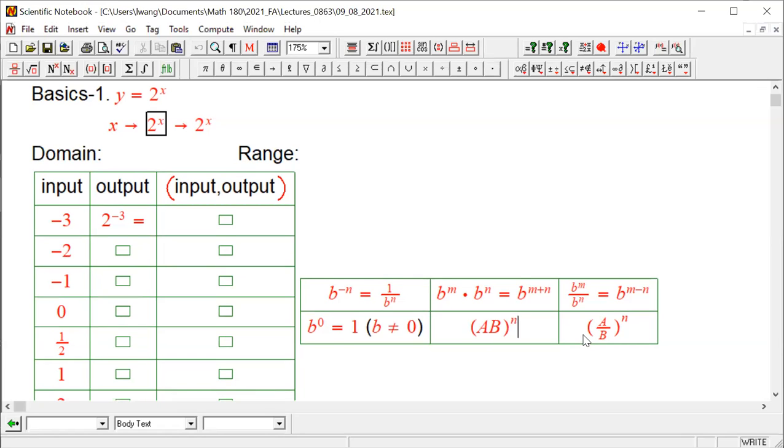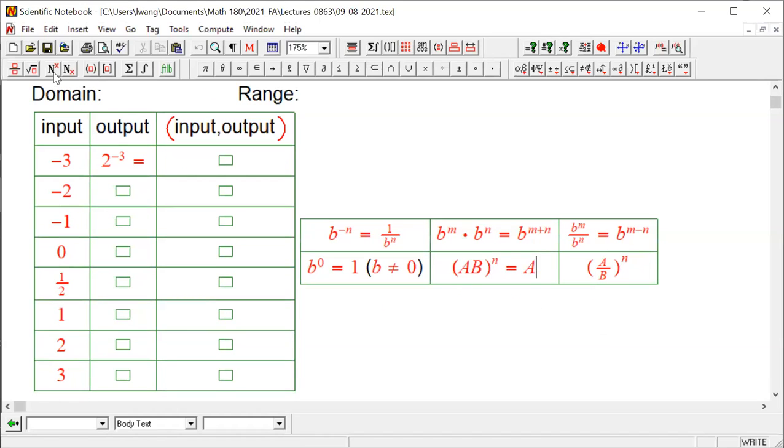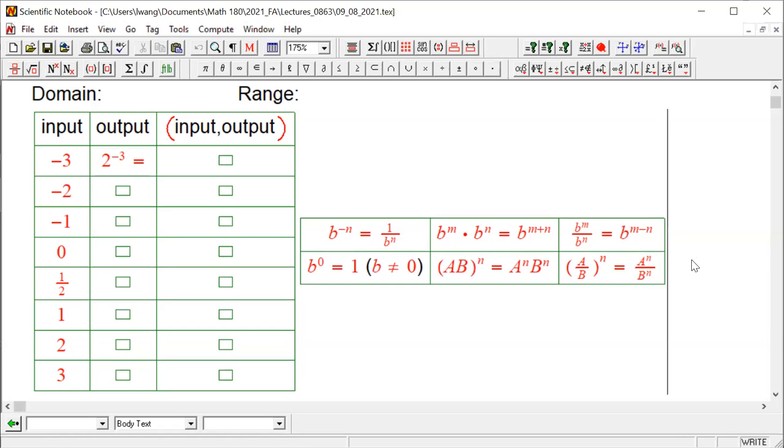So how about this guy? It would just be a to the power of n multiplied by b to the power n, right? That should be pretty straightforward, right? And this other one would just be a to the power of n over b to the power of n.